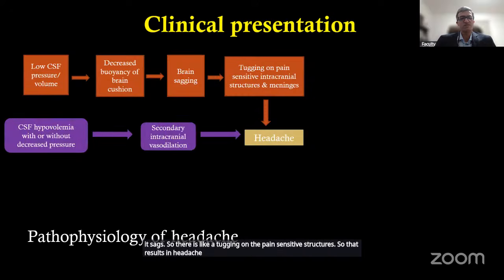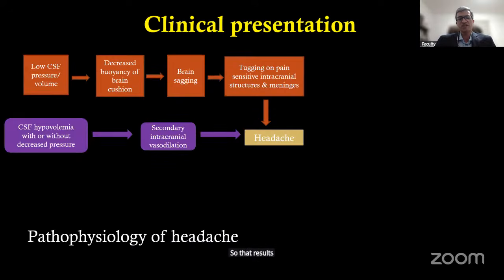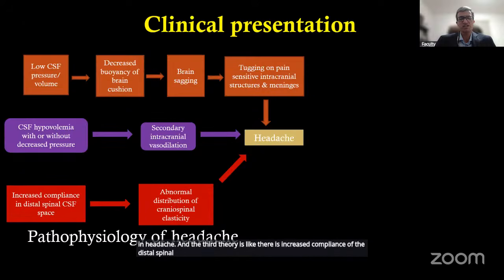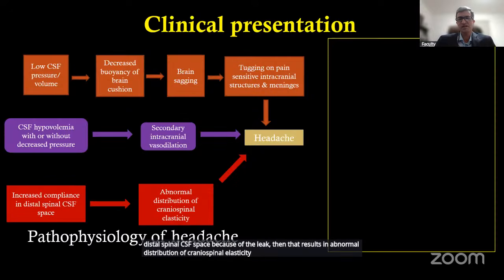The other theory is whenever there is hypovolemia, with or without decrease in pressure, that results in secondary intracranial vasodilation. So that can also result in headache. And the third theory is there is increased compliance of the distal spinal CSF space because of the leak, and that results in abnormal distribution of craniospinal elasticity, resulting in headache.